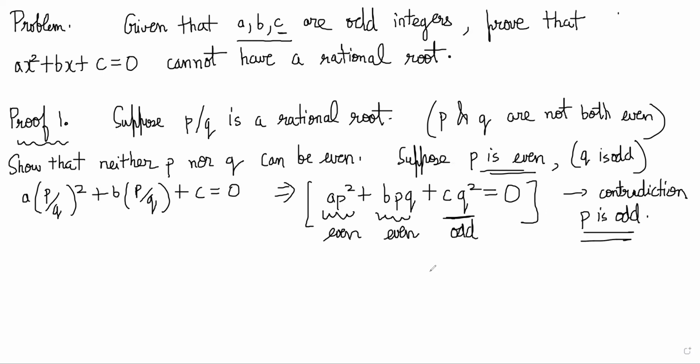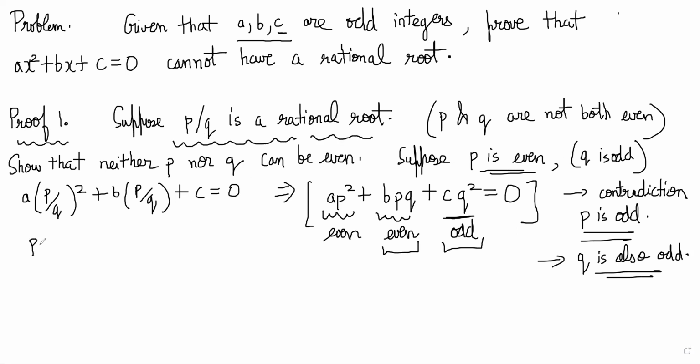We can do the exact same logic and show that q is also odd. How? We suppose p is odd and q is even. That will make this one even, this one even, and this one odd. And again, the exact same logic, so we get that q is also odd. Great. So we have shown that if p by q is a rational root, then both p and q must be odd.